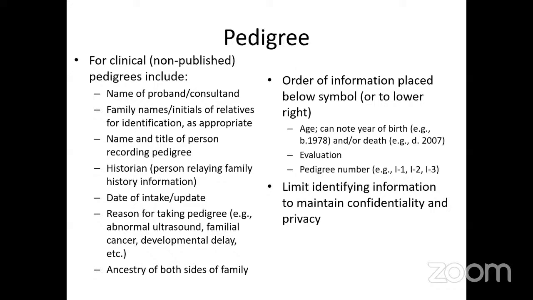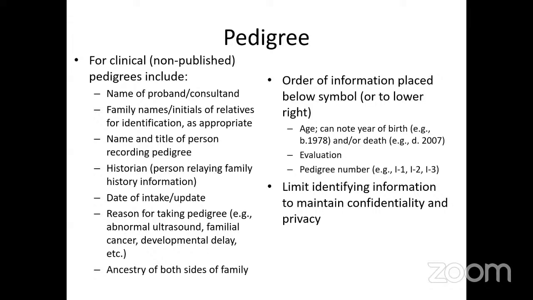And the reason for taking the pedigree. Why are we taking the pedigree? What is the chief complaint? Why have they come to you for a consultation? Maybe an abnormal prenatal ultrasound, or a familial cancer, or a developmental delay, or something dysmorphic which has pushed the patient to come to you. We need to write that. Then ancestry on both sides of the family, father's side and mother's side.